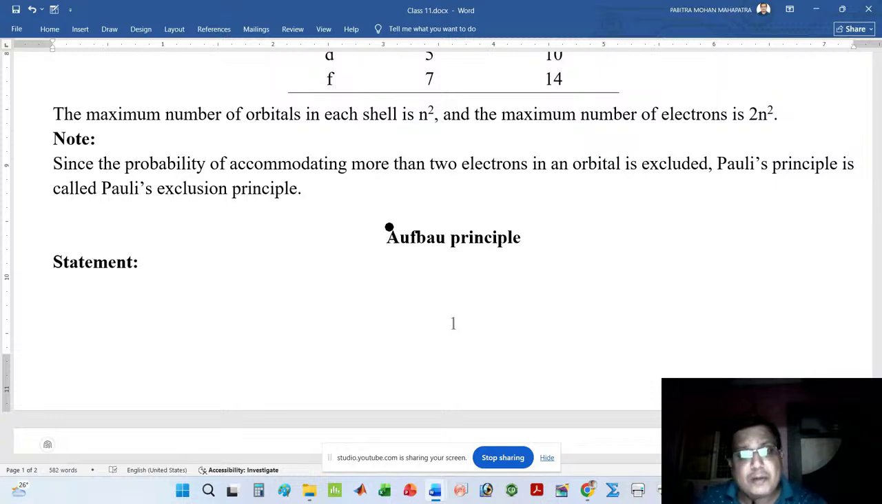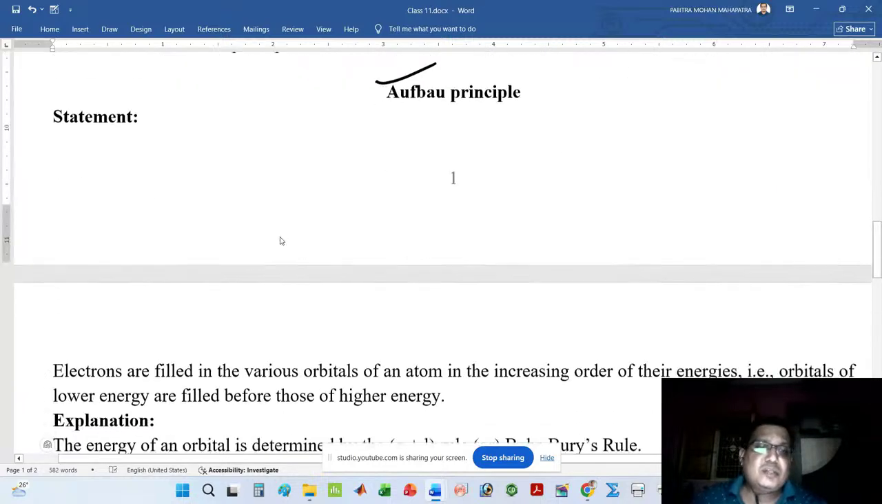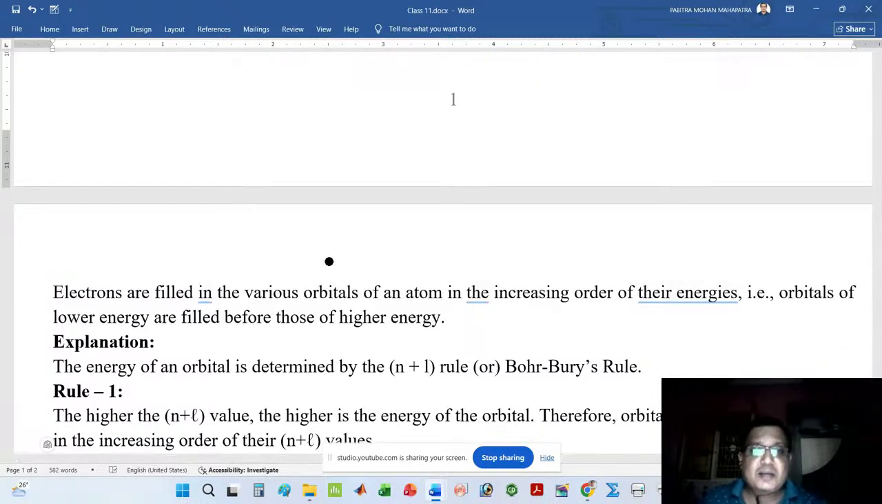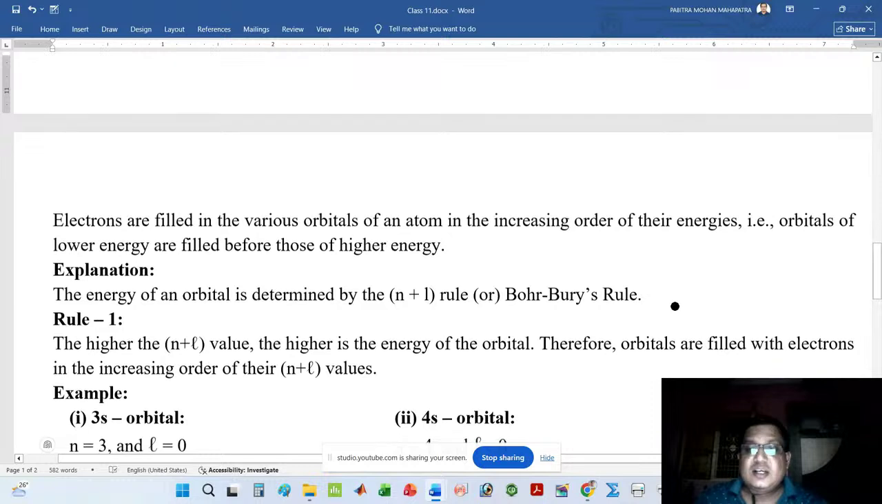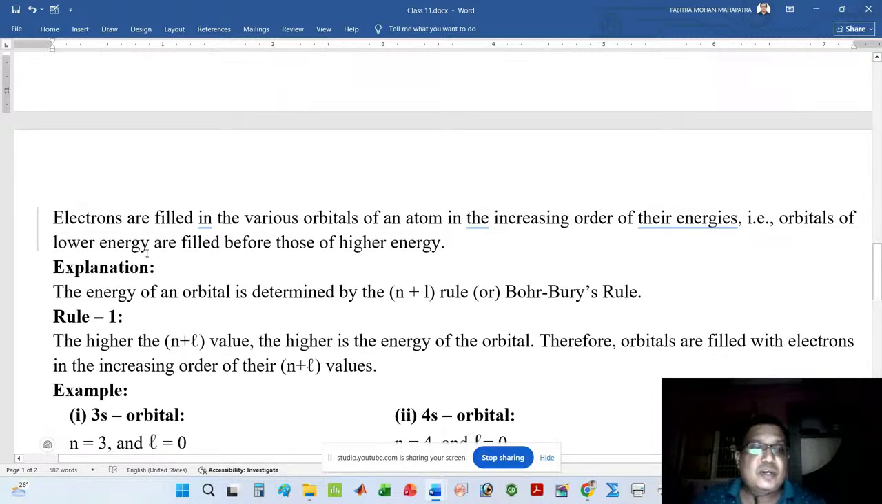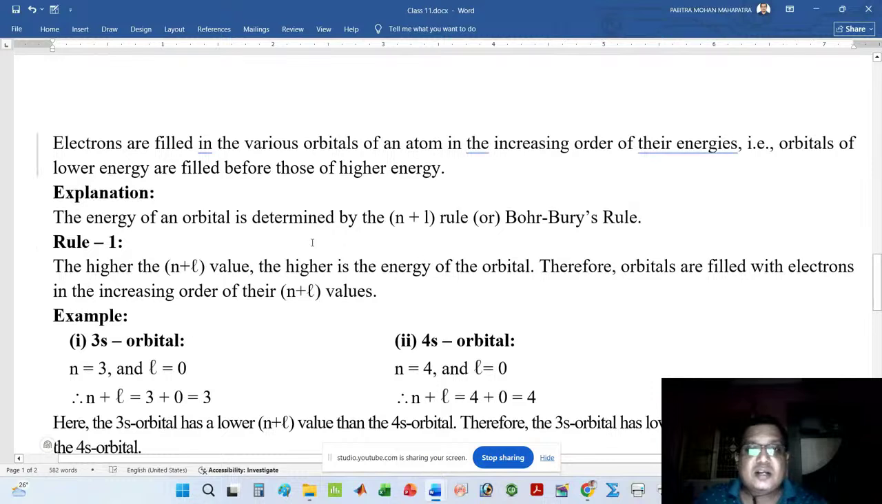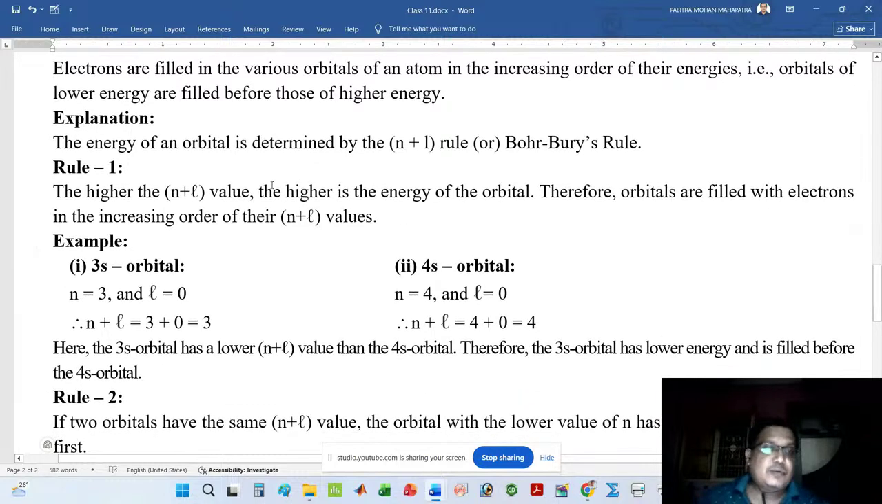Next, I also completed the Aufbau principle. According to this principle, the electrons are filled in the various orbitals of an atom in increasing order of their energy. That is, orbitals having lower energy are filled first, then the higher energy orbitals will fill. It has two rules.